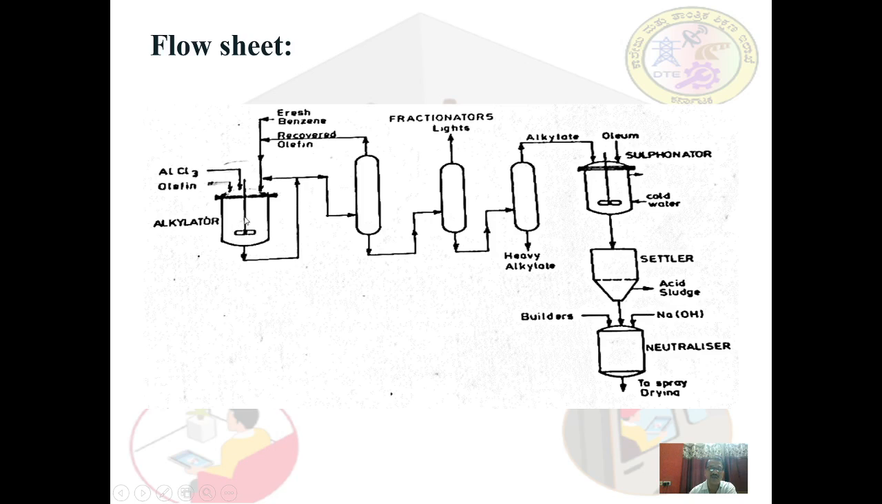And this, after treatment, is sent to a series of fractionators to separate the unreacted olefins and light ends and the alkylate. That is light alkylate and heavy alkylate.